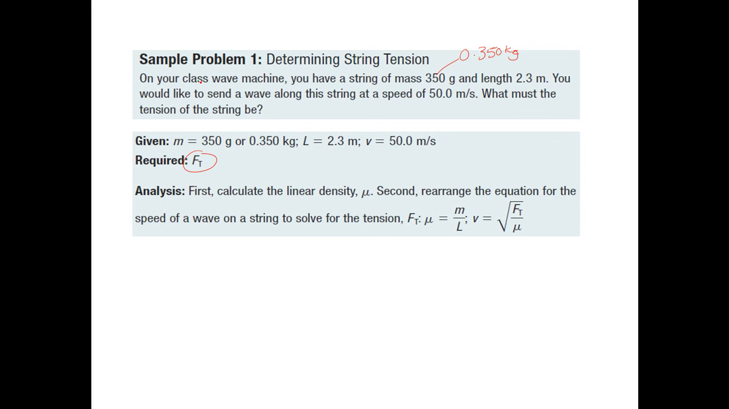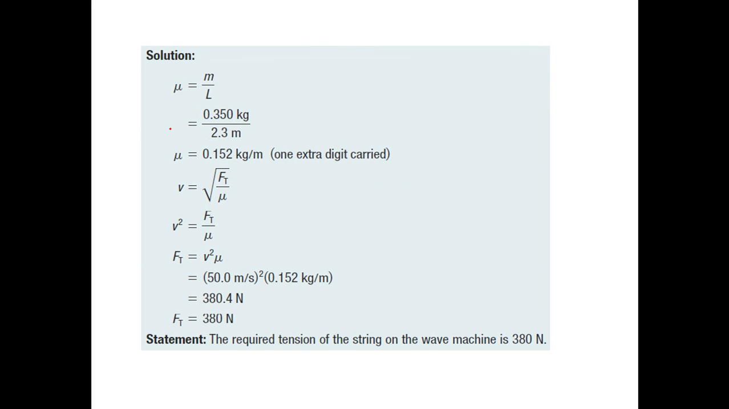Okay. So first and foremost, we've got to use our linear density. Our linear density is going to just be the mass divided by the length. So we find our linear density, which, by the way, is in kilograms per meter. Why am I pointing that out? Because it will make sense momentarily. Then we can use our equation for speed, which is equal to the square root of our force of tension divided by the linear density. And we have to rearrange that for tension.